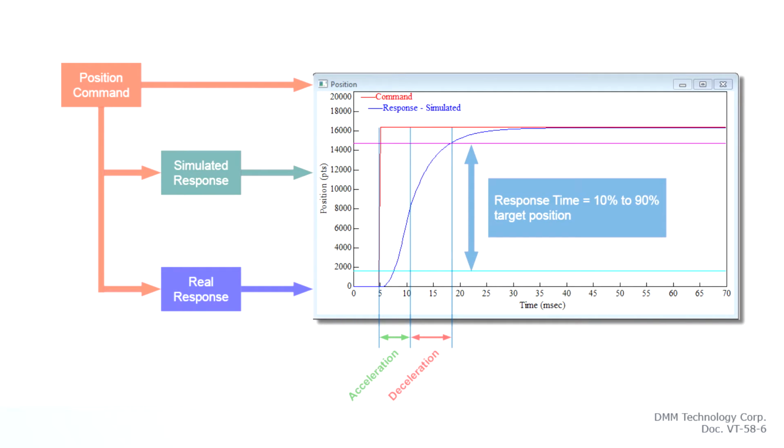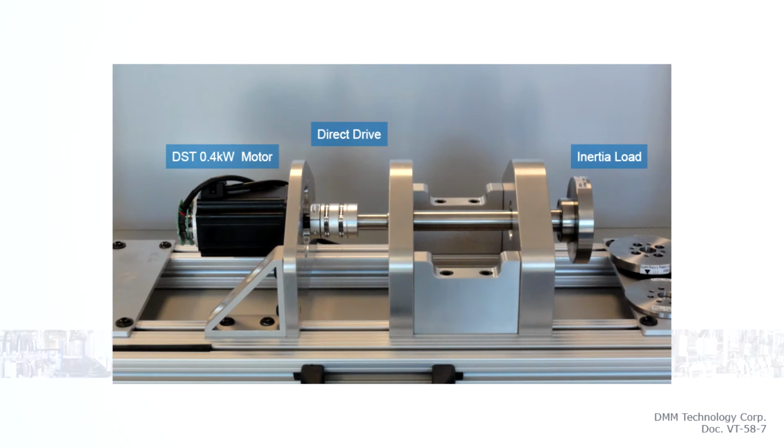In our test system, the step command is generated internally within the servo drive. The final position response and rise time is measured as the time needed for the motor to reach from 10% to 90% of target position. Throughout this demonstration, we will be using the DST 400W motor with the DYN4 servo drive. The real system is directly coupled to various inertia wheels. The simulated system is modeled with this motor and various inertia characteristic parameters.